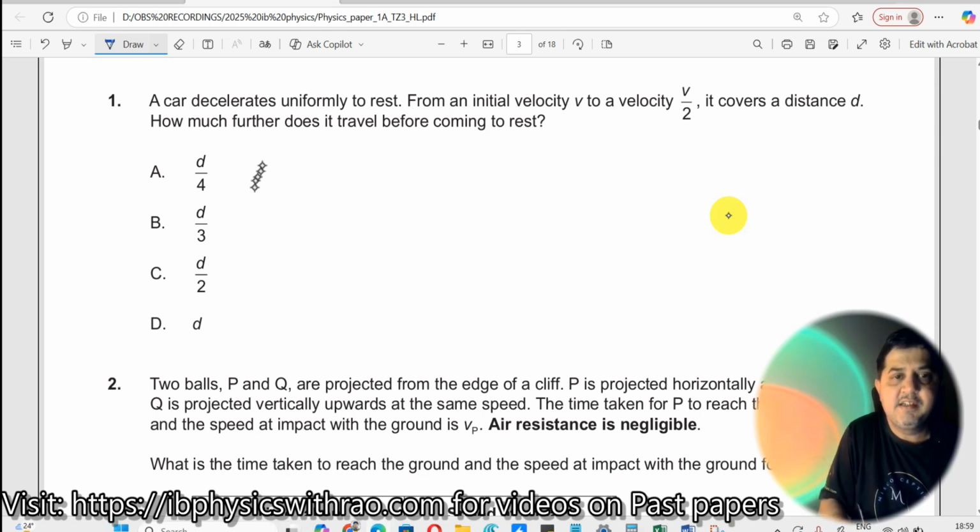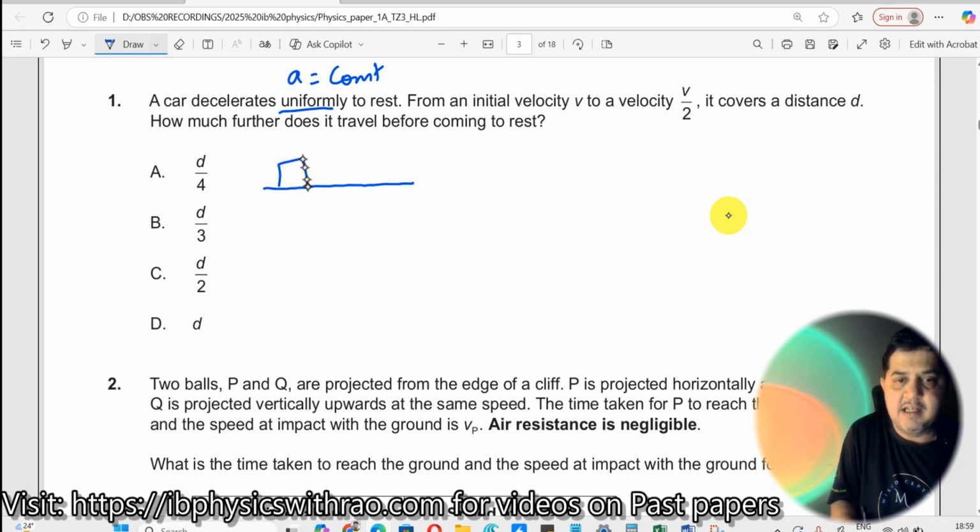Okay, first question. A car decelerates uniformly to rest. Okay, so decelerates uniformly. What does it mean? That means the acceleration or deceleration is constant, and to rest. Now let me write down the diagram. It's always good to write the diagram.